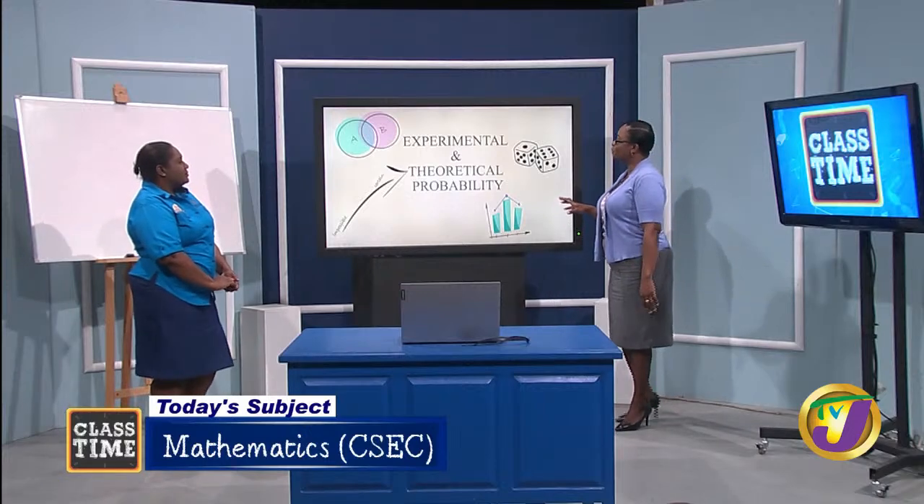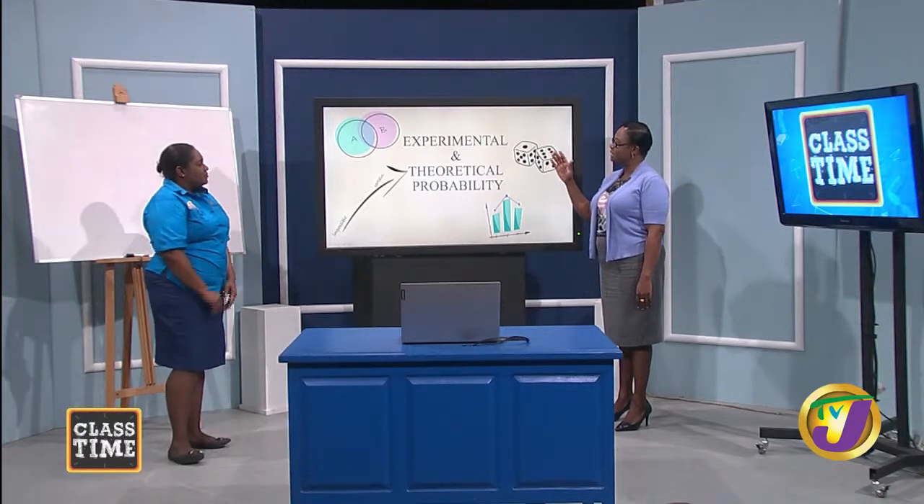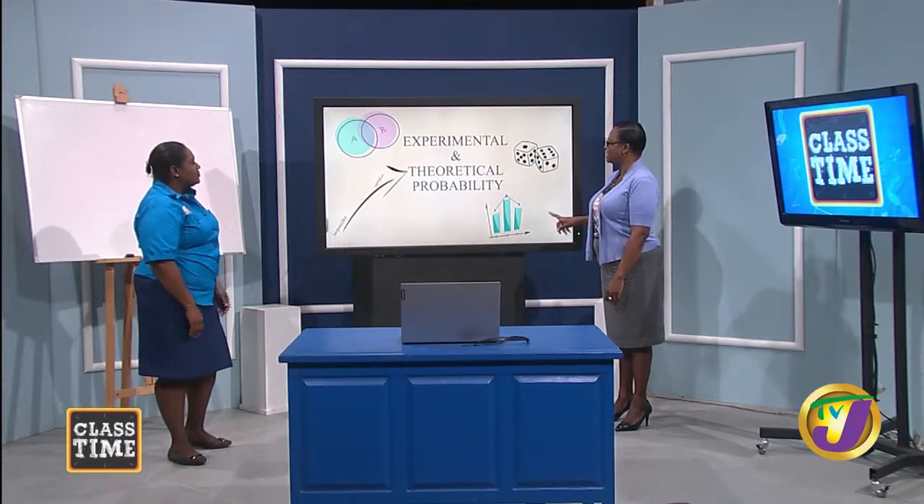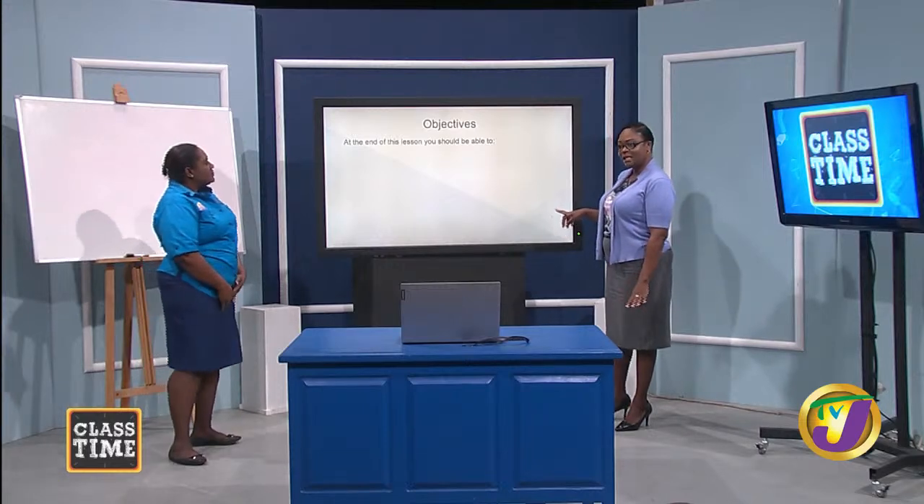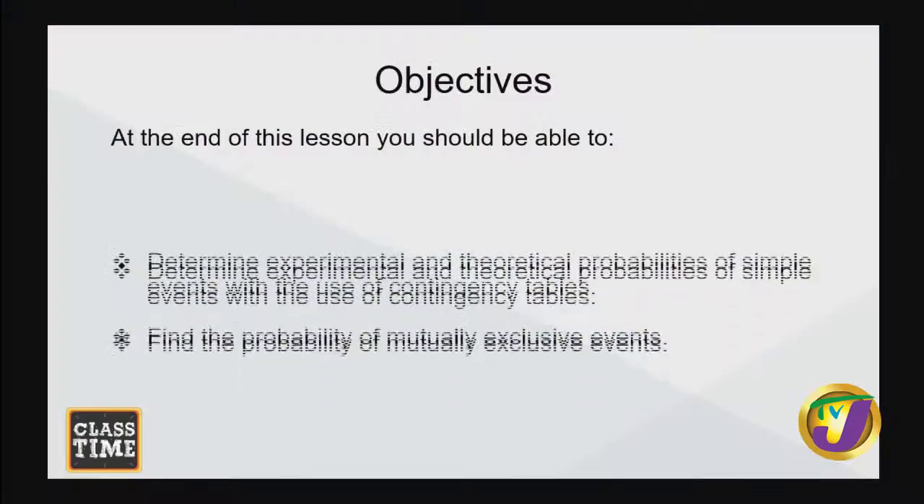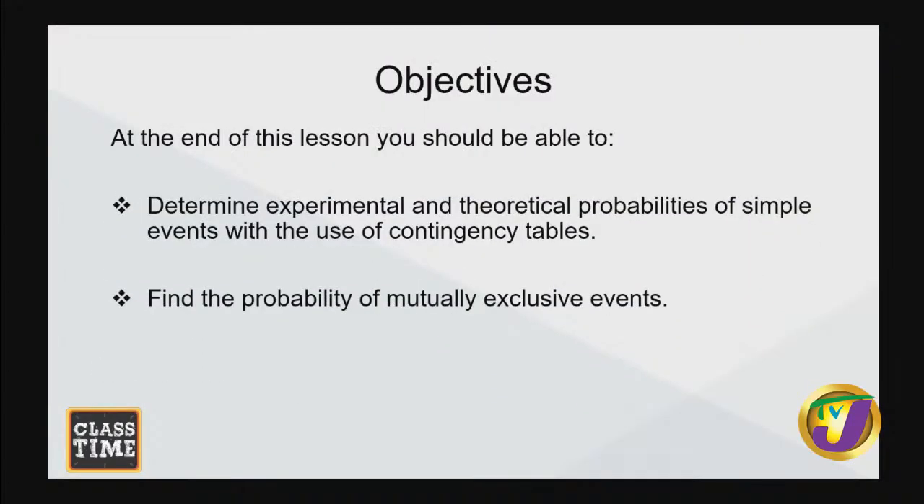Today we'll be looking at the experimental and theoretical probability. At the end of the lesson, you should be able to determine experimental and theoretical probabilities of simple events with the use of contingency tables, as well as find the probability of mutually exclusive events.